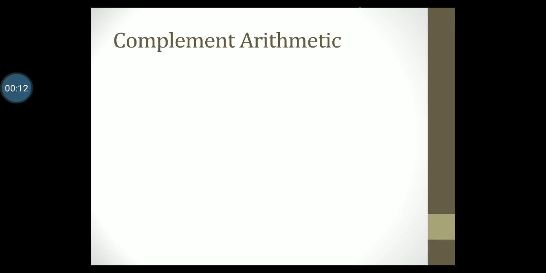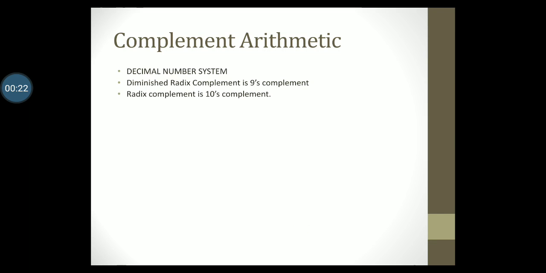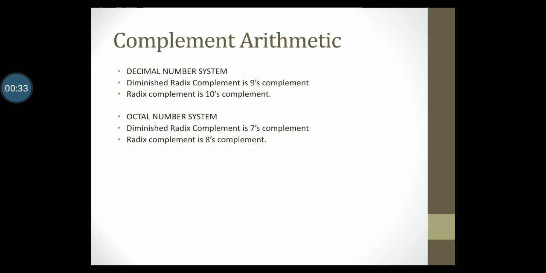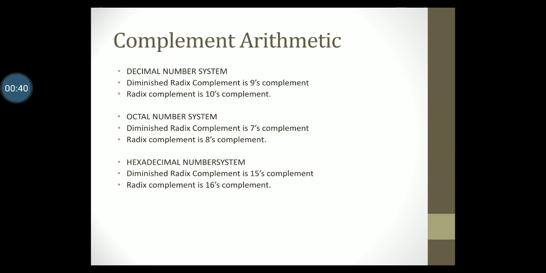As you know from a previous video, every number system with base or radix R has two types of complements, the radix complement and the diminished complement. In the decimal number system, the diminished radix complement is 9's complement and radix complement is 10's complement. In the octal number system, the diminished radix complement is 7's complement and radix complement is 8's complement. Similarly, in the hexadecimal number system, the diminished radix complement is 15's complement and radix complement is 16's complement.